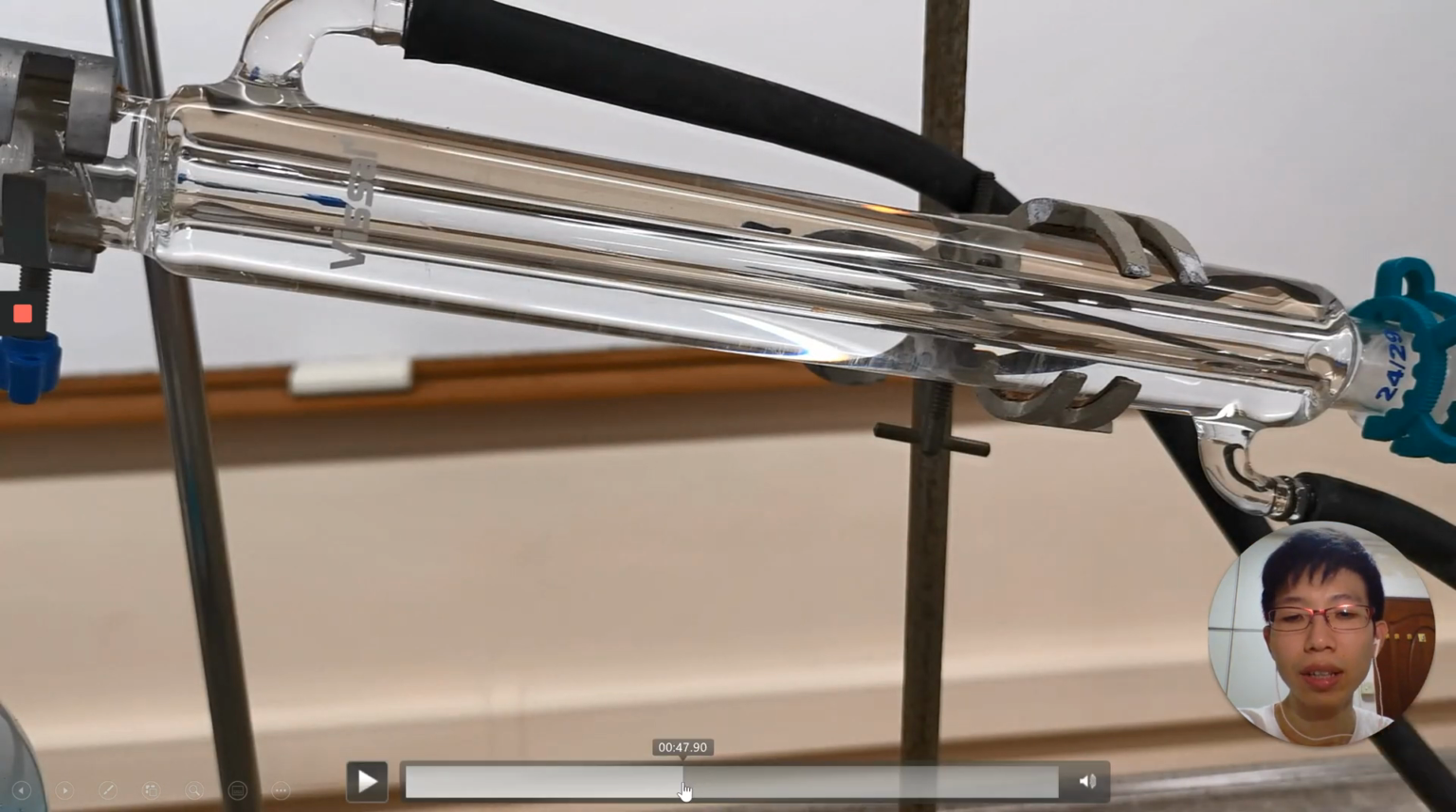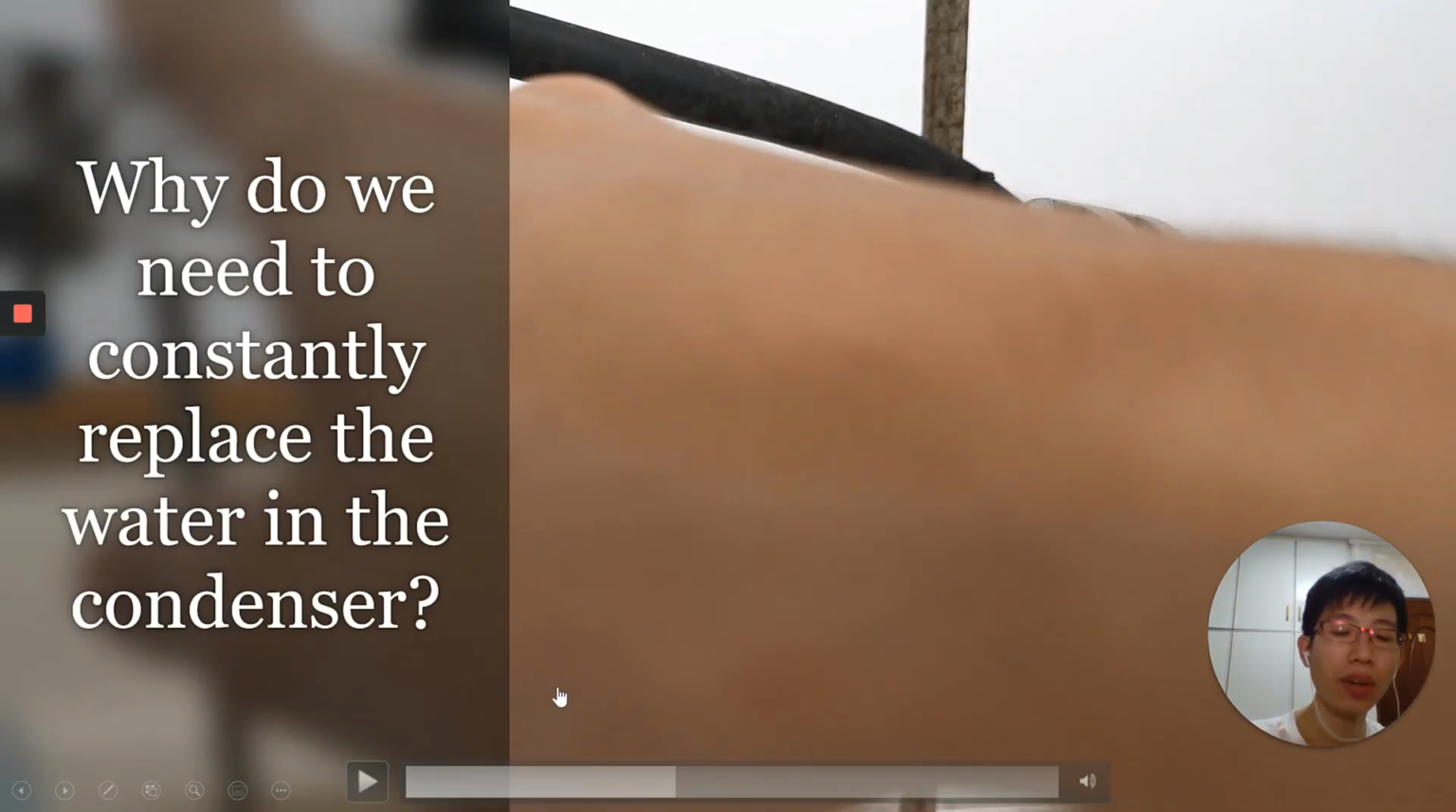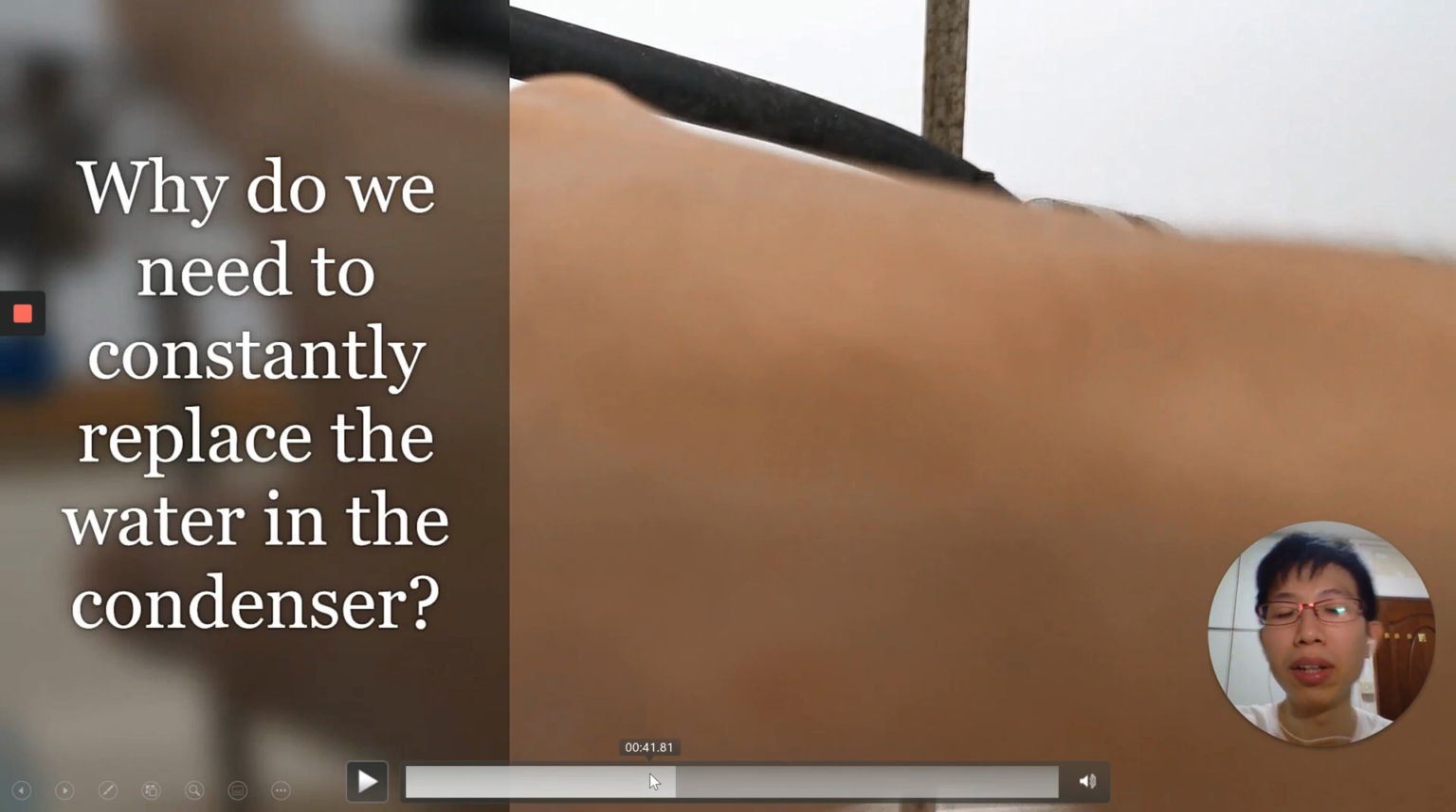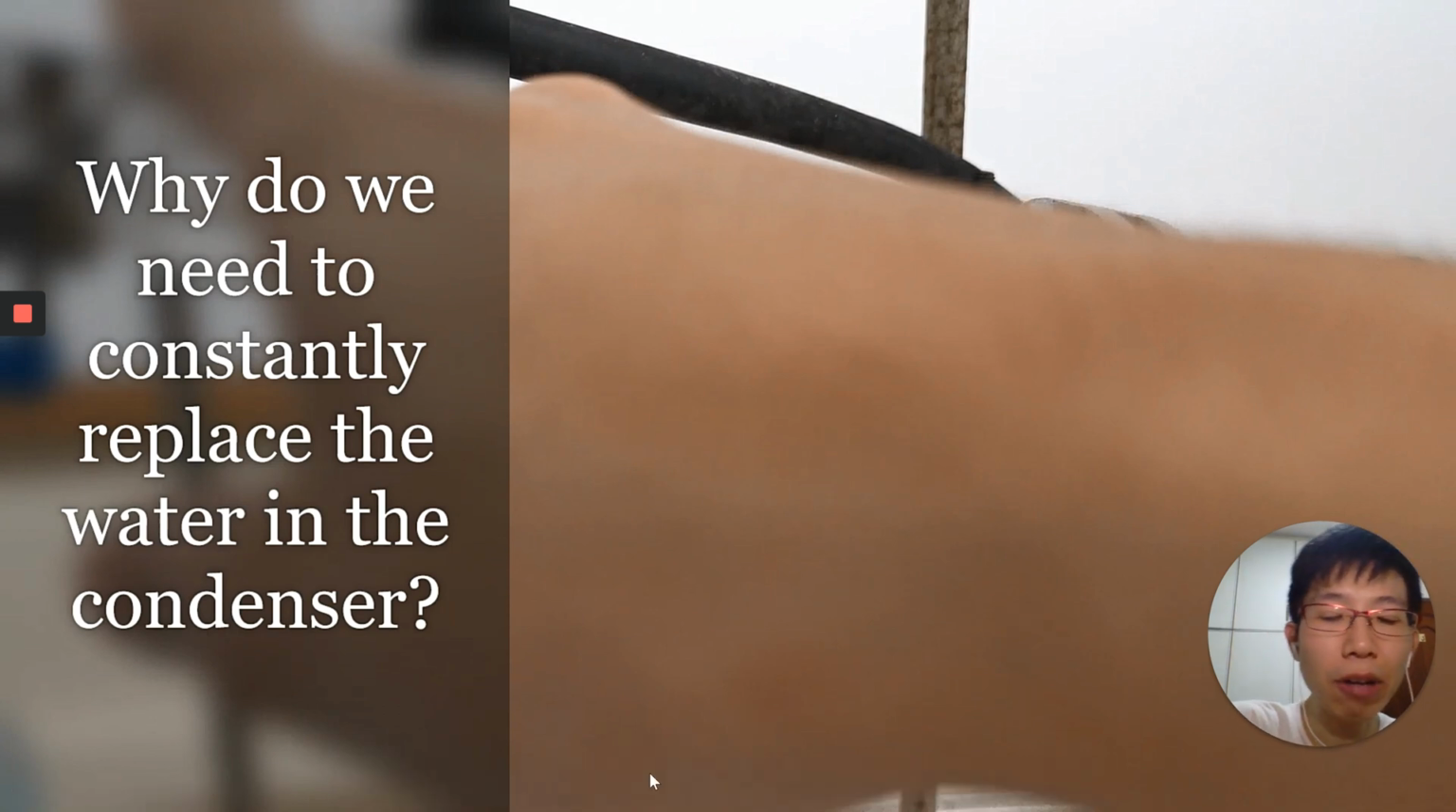So now the question is, why do we need to constantly replace the water in the condenser? What will happen if we don't replace the water in the condenser? So some key question will be that, what are we doing in this experiment? Is there any heating source nearby? So when there's a heating source nearby, how will it affect the temperature of the water in the condenser if we don't replace it? Will it heat up or will it remain at the same temperature?